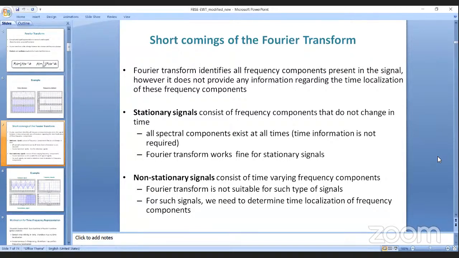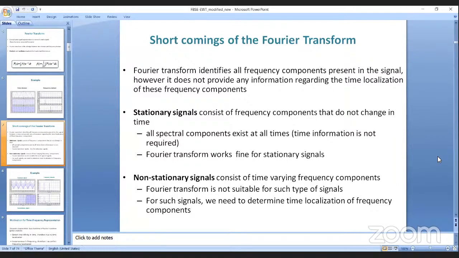So stationary signals actually consist of frequency components. They do not change with time. Since they are not changing with time, you don't need time information, and the Fourier transform works well for such kinds of signals.